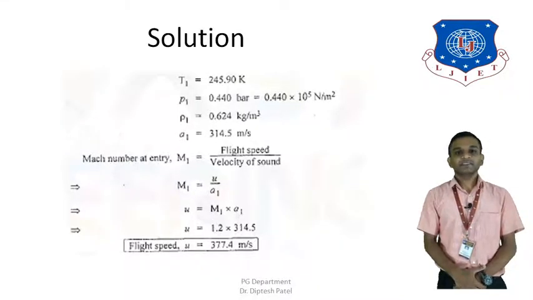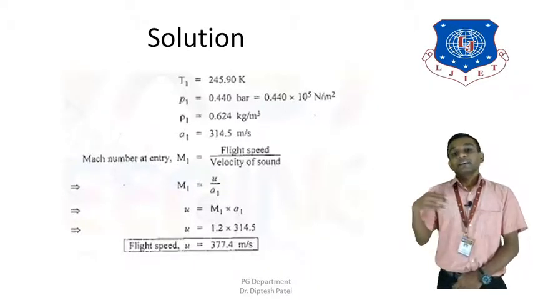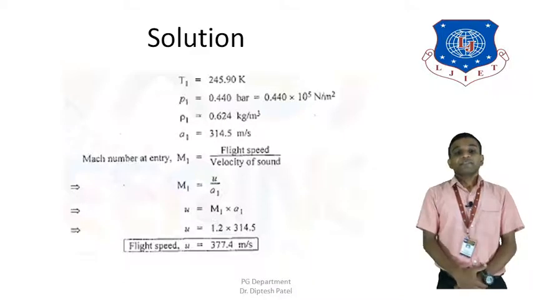P1 would be at that elevation 0.440 bar. So after conversion we can get 0.440 into 10 raised to 5 Newton per meter square. Then density at the inlet of diffuser, that is 0.624 kilogram per meter cube, and also A1, that is 314.5 meter per second. So let's find out the flight speed.